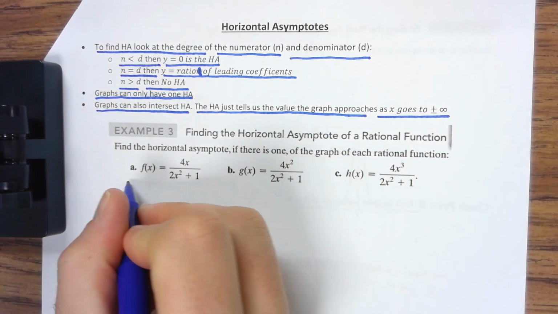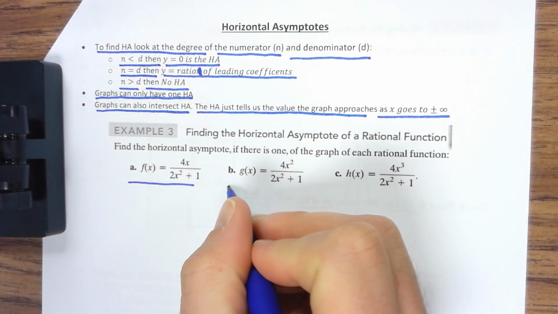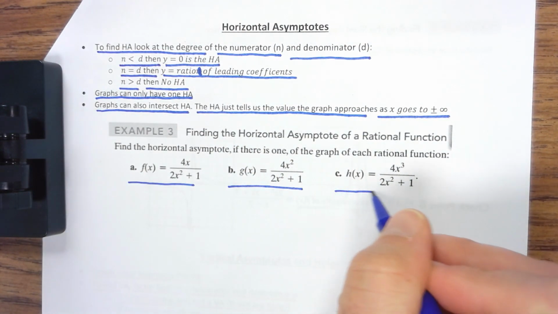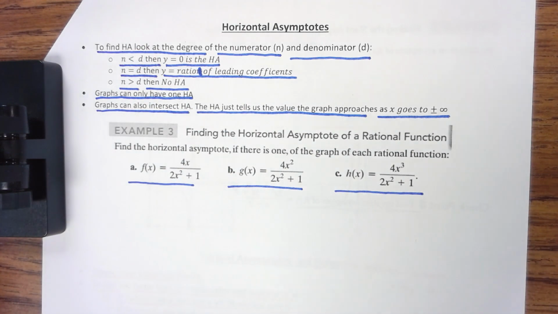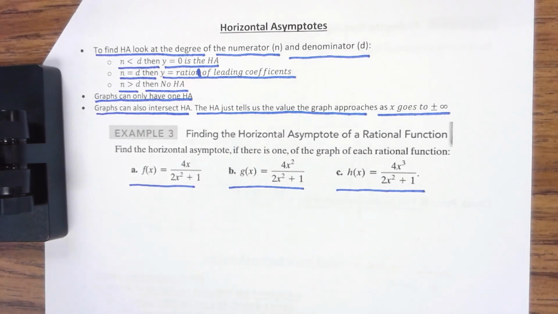Right, and then we're going to go through an example of each, just identifying the horizontal asymptotes. So I'll give you a sec to write those down as well.